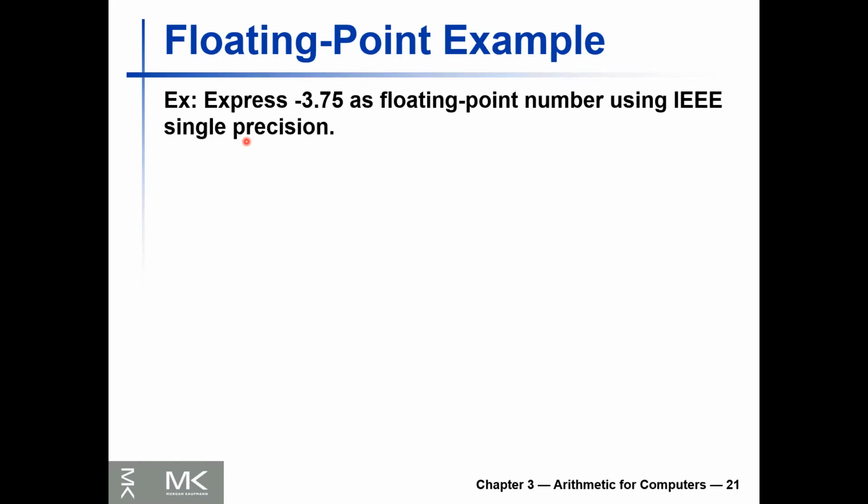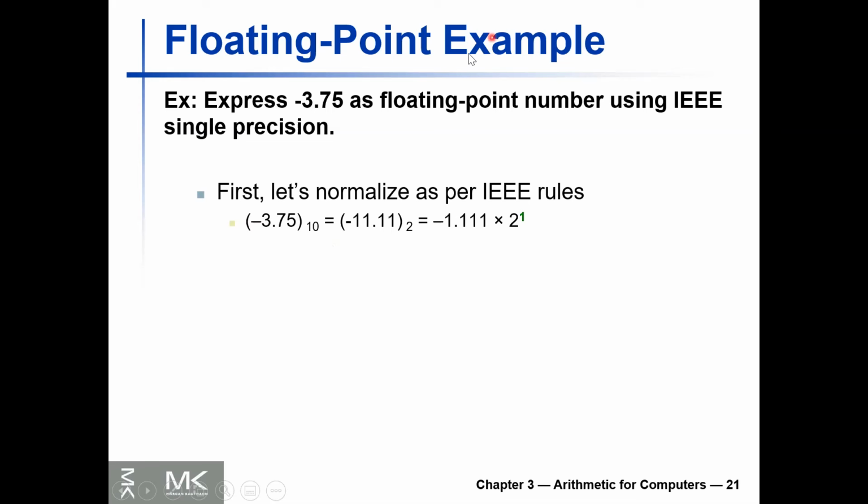32-bit. Am I right? Yes. So, what we need to do first, girls, is convert this 3.75 into binary. Do you know how to convert it into binary? It's simple. Let's first normalize as per the IEEE rule. So how will we do it? The very first thing is to convert this number into binary.